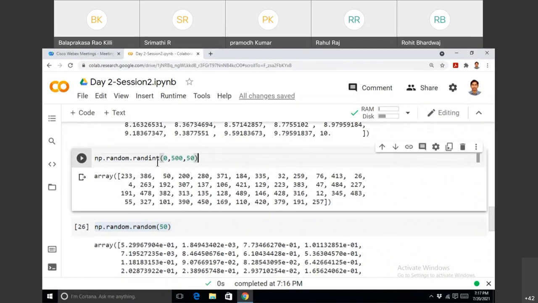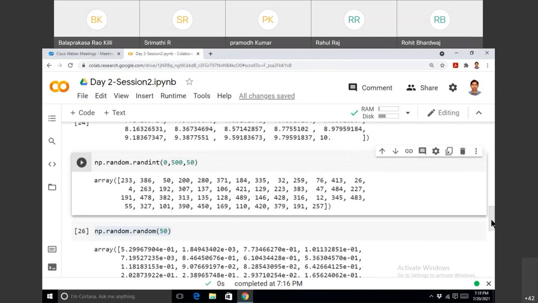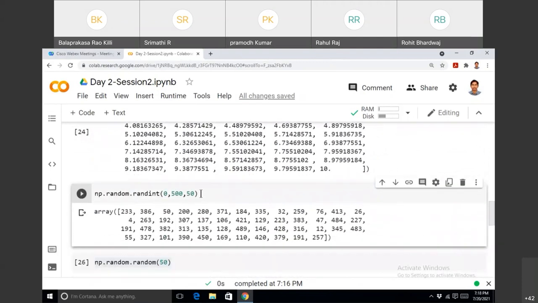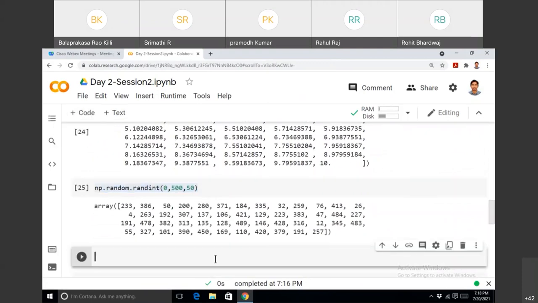This command will generate integers. It will not generate floats. So based on the existing commands, we can generate. Please try. Can we generate 50 floating point numbers between 0 and 500? How to generate? Rand float. Okay. Based on these commands only, we can generate.